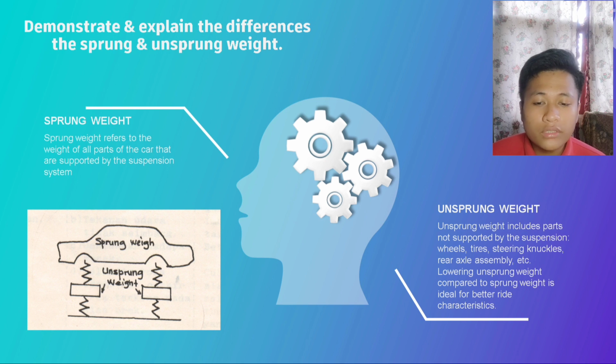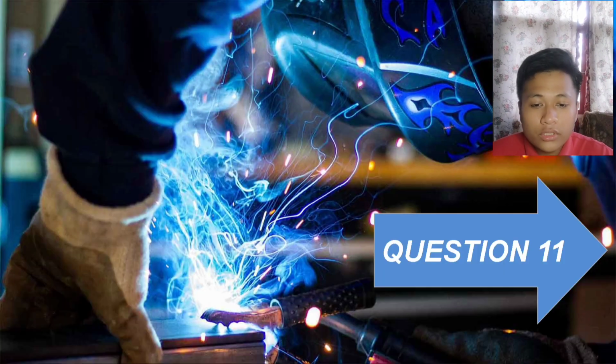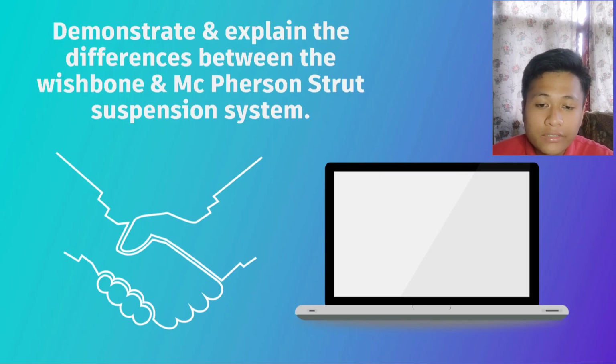The ideal situation is to have the unsprung weight as small as possible in relation to the sprung weight. The unsprung weight will then have minimum effect on the riding characteristic of the car. Next question, question 11. Demonstrate and explain the difference between wishbone and McPherson strut suspension systems.